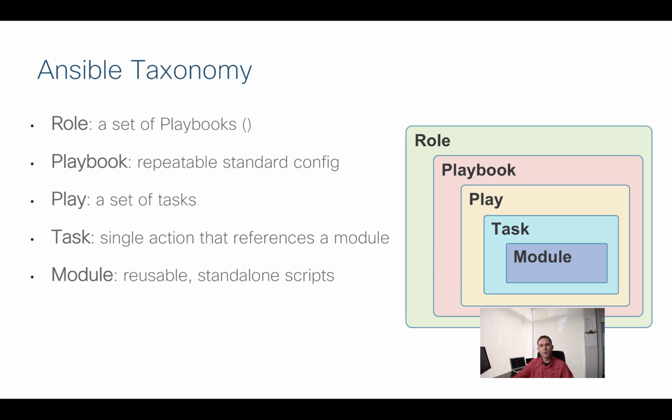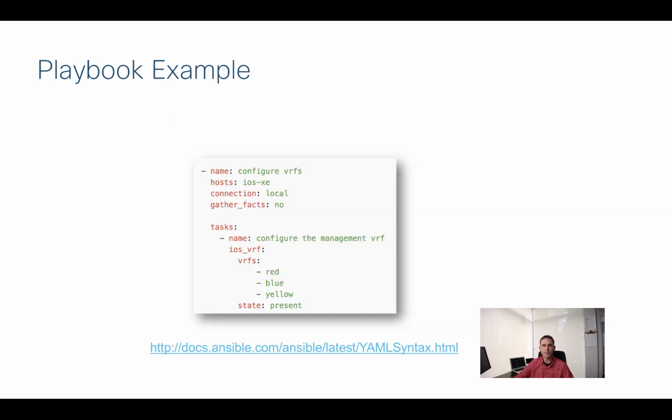So at the very top level, we have a role, and that's going to be a set of playbooks. A playbook is a set of reusable tasks or standard configurations. And then within that playbook, we have plays, tasks, and modules. So module, as we'll see in the example, we're going to be using the iOS module or the AireOS module. And the task and the play, we'll see when we actually get to the demos how we're actually using those.